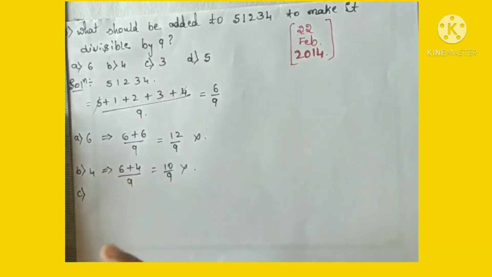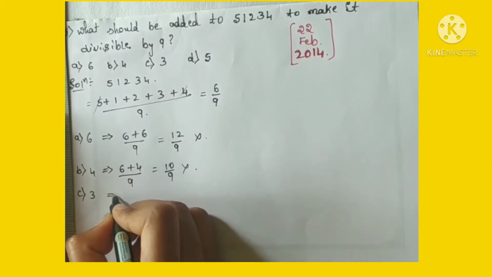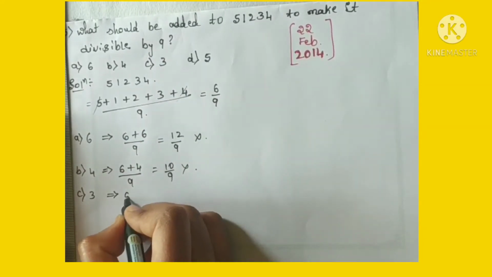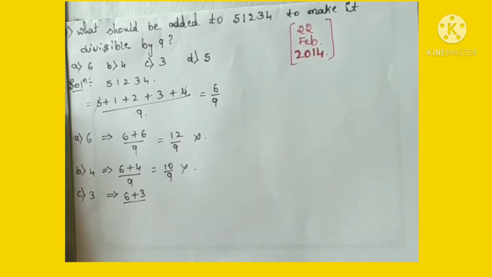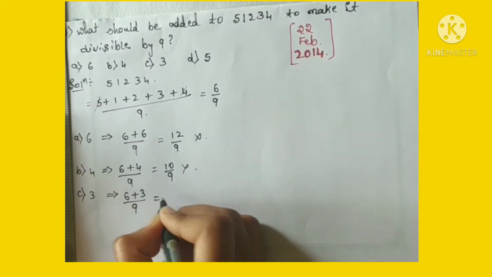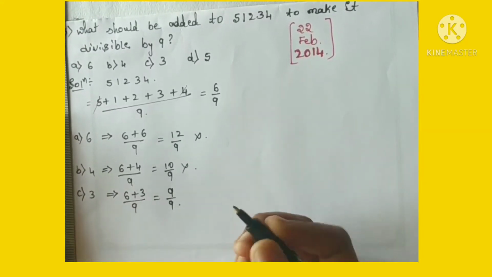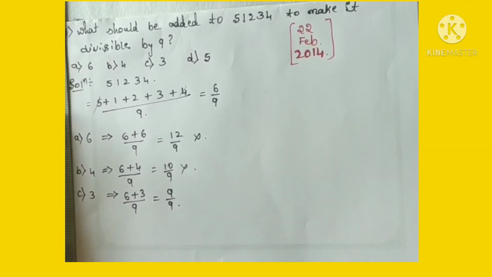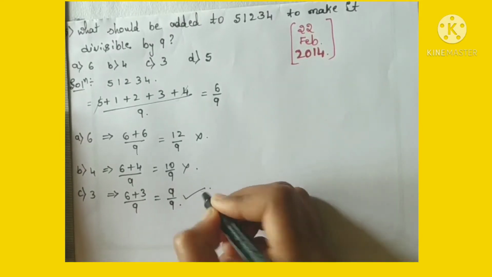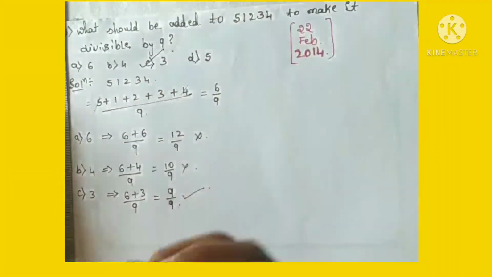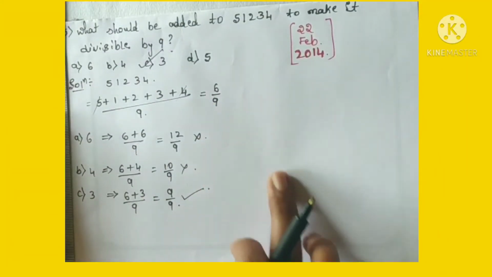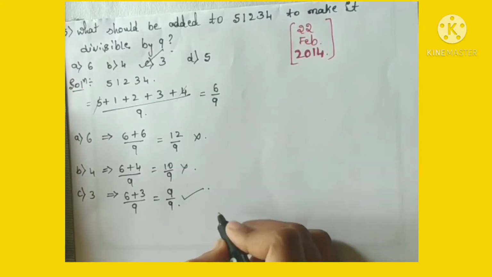Next, option number 3. I just add 6 plus 3, 9 by 9. Yes, it is divisible. It is completely divisible. So by adding 3, the given number is completely divisible by 9. So it is the correct option. Here we just apply the divisibility rule of 9. That's all.